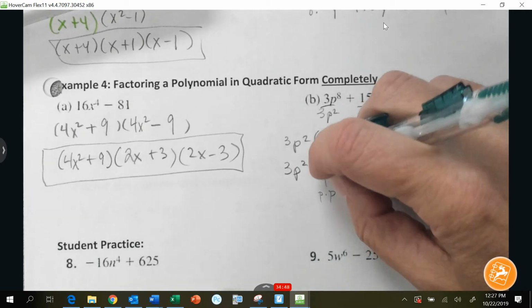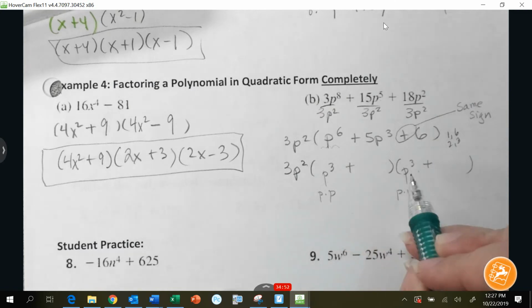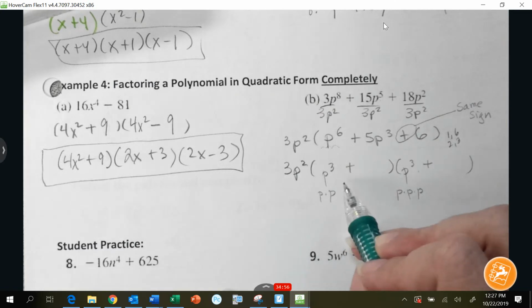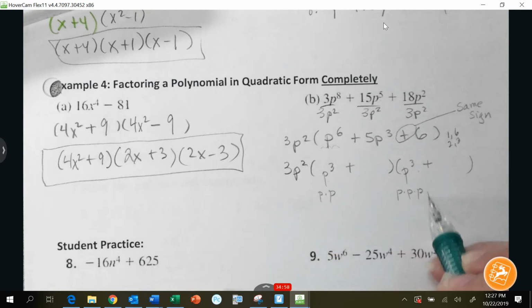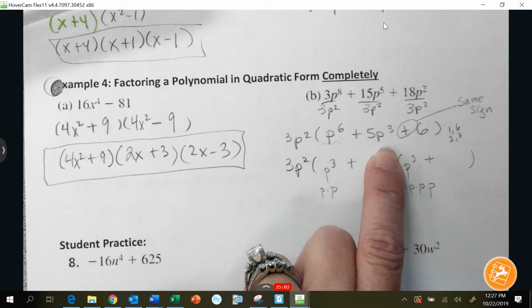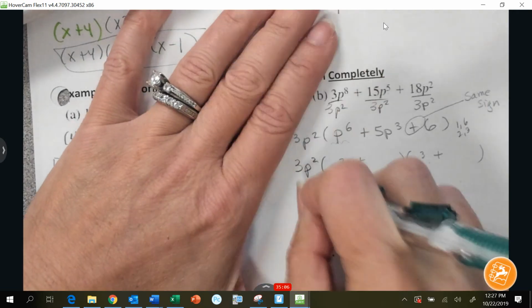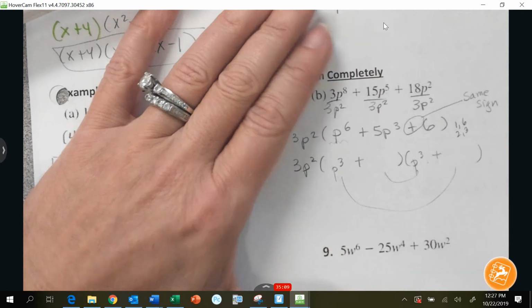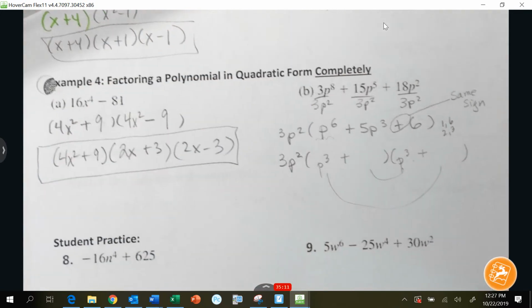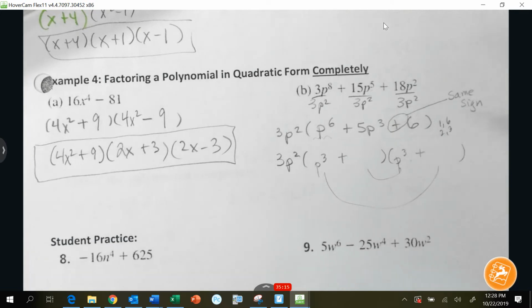Okay, so p cubed and p cubed. And you know why it's p cubed and not p to the 2nd and p to the 4th? Well, it could be p squared and p to the fourth. It could, but what's the middle? P to the third. So when I do my outside and my inside, when I multiply those back together, I need them both to have p to the third. Otherwise, they're not going to add up together. They're not going to be common, like terms.